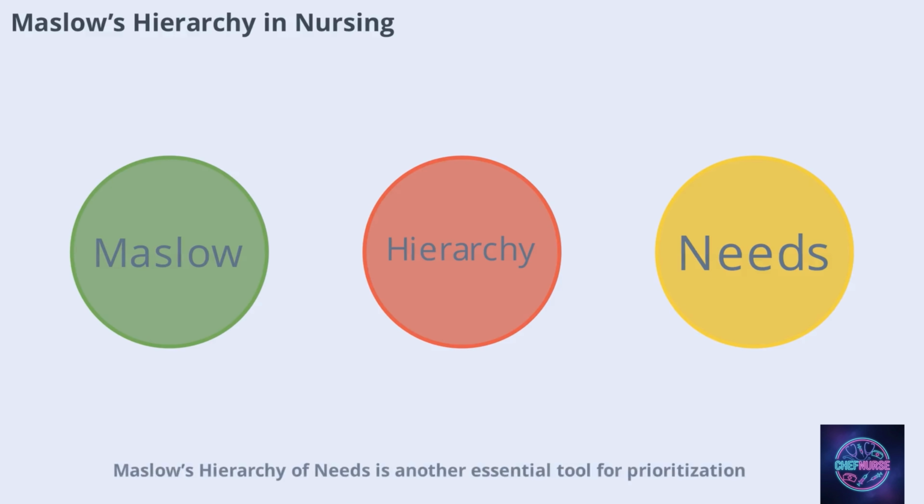Maslow's hierarchy of needs is another essential tool for prioritization. Start with physiological needs, like food, water, and shelter, before moving to safety, love, esteem, and self-actualization. On the NCLEX, this means addressing basic survival needs before considering emotional or social concerns. For instance, a patient in pain or unable to eat should be prioritized over someone who is anxious but otherwise stable. This hierarchy helps you make logical, patient-centered decisions.